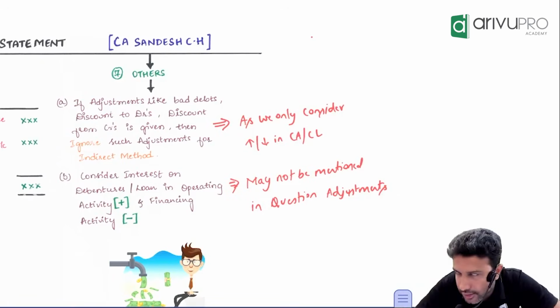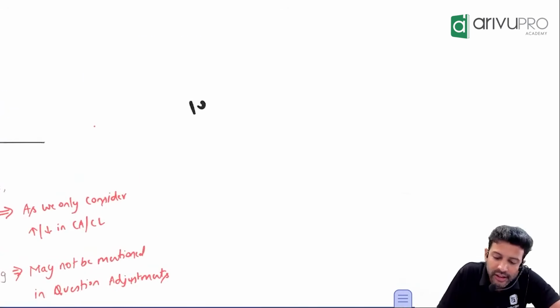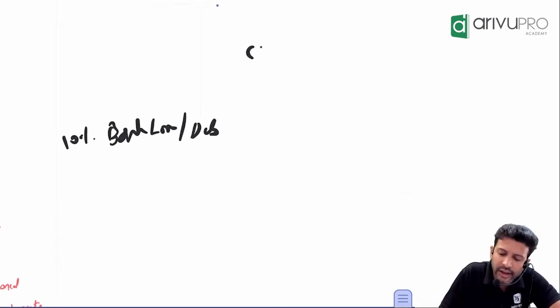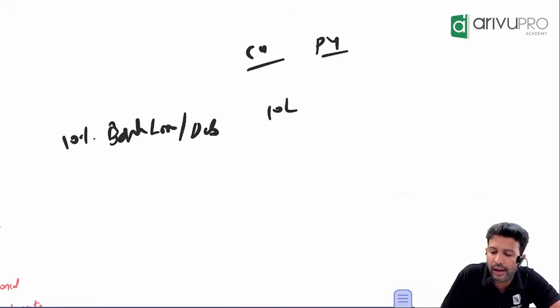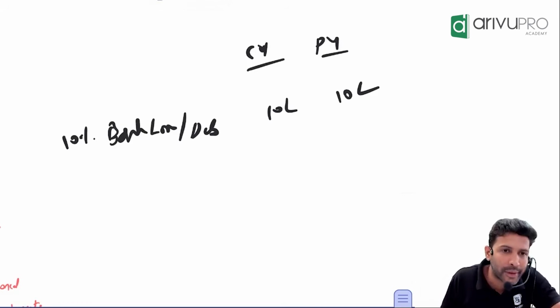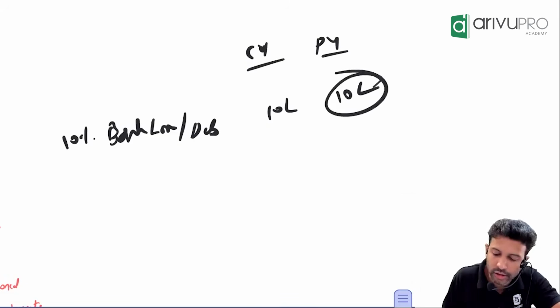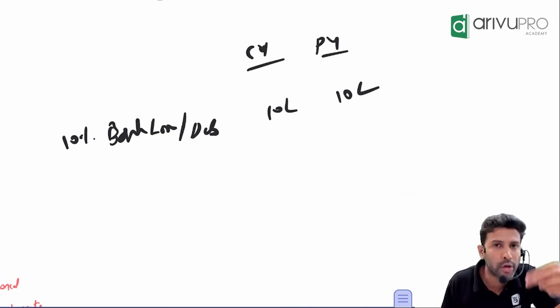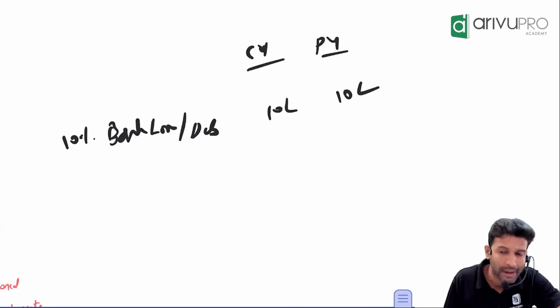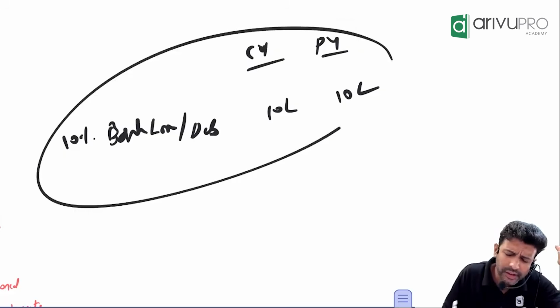Another hidden adjustment is, sir, in the balance sheet, they will say 10% bank loan or some debentures. Let us say current year 10 lakh, and for simplicity let's make last year also 10 lakh. Have you issued more debentures in the current year? No. Have you repaid any bank loan or debenture? No. Balance is same. So they will not give anything in the adjustment.